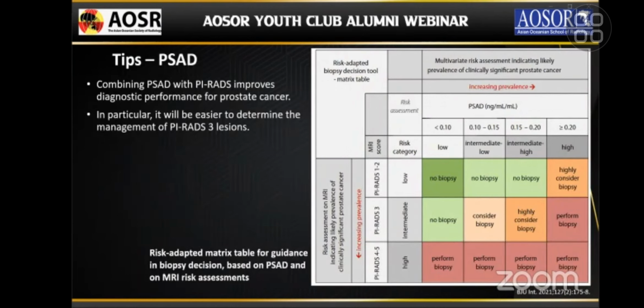The combination of PSA density and PI-RADS has been reported to improve diagnostic performance. It is especially useful for PI-RADS 3 lesions, which are equivocal and difficult to manage. If a PI-RADS 3 lesion has a PSA density of less than 0.1, biopsy is not necessary. And even for PI-RADS 1 or 2 lesions, biopsy is recommended if the PSA density is greater than 0.2.